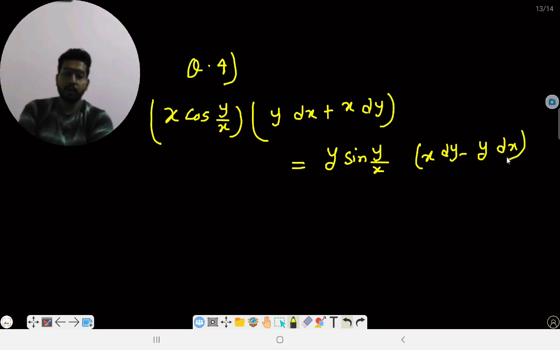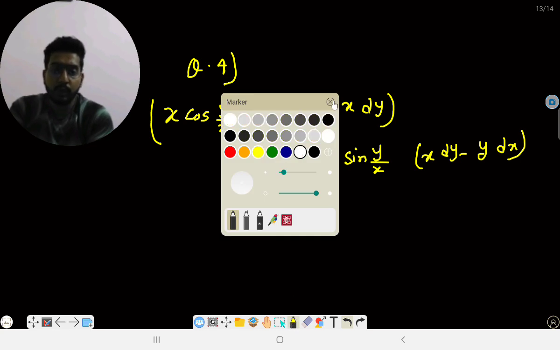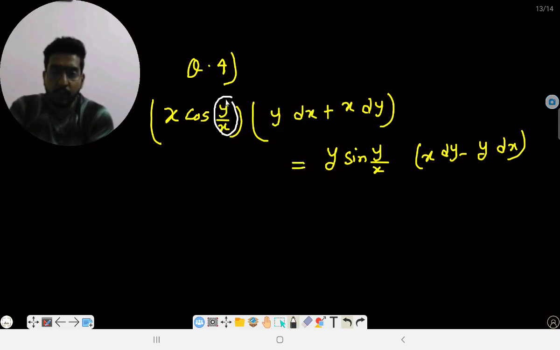Now if I look properly here, how to solve this one? You can see there is y by x here, and here also it is y by x. So somehow we have to target y by x here.